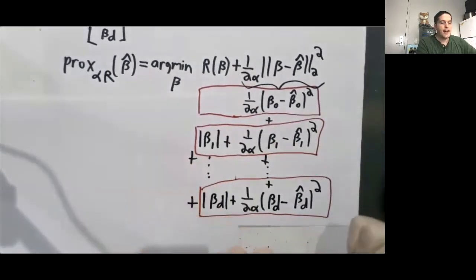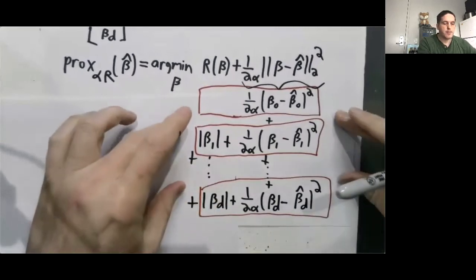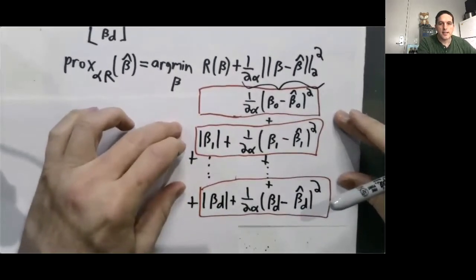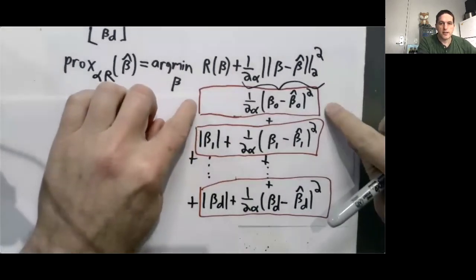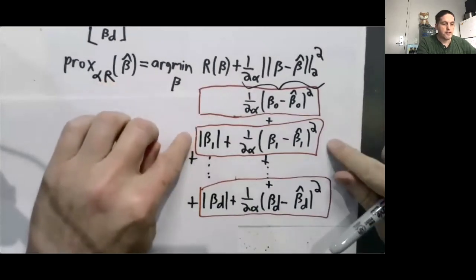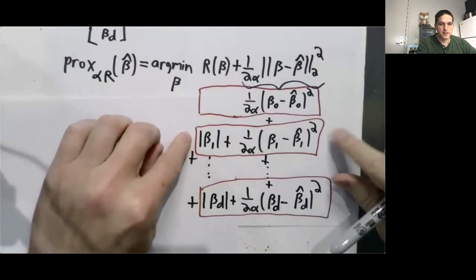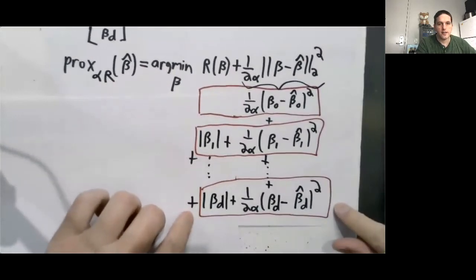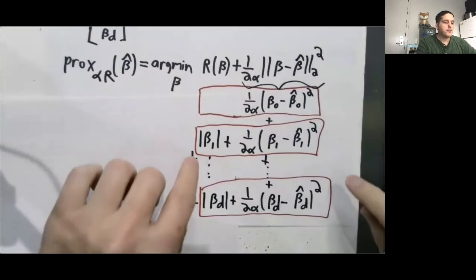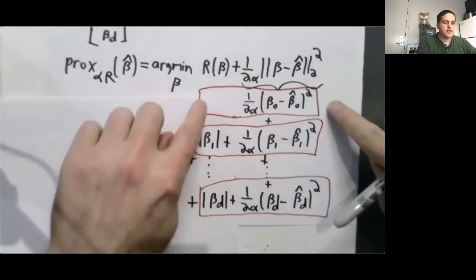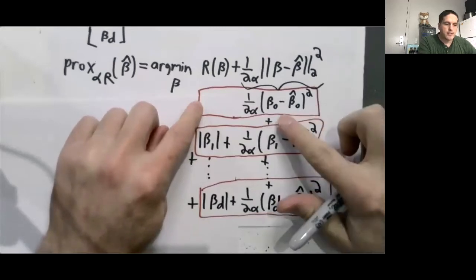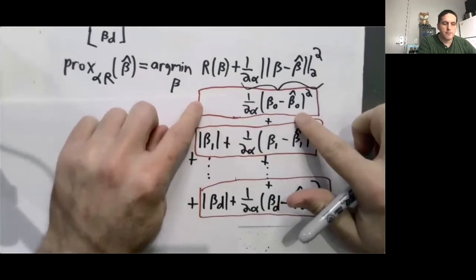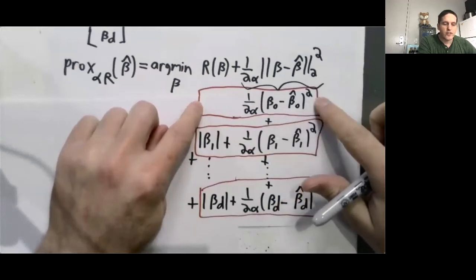How do we choose the components of beta to make this big separable sum as small as possible? Well, as before, we should choose beta 0 to make this first term as small as possible, and we should choose beta 1 to make this second term as small as possible, and so on. We should choose beta d to make this final term as small as possible. How do we choose beta 0 to make this first term as small as possible? Well, clearly the best choice of beta 0 is just to choose beta 0 equal to beta 0 hat. Then this first term is 0, and you can't do any better than that.